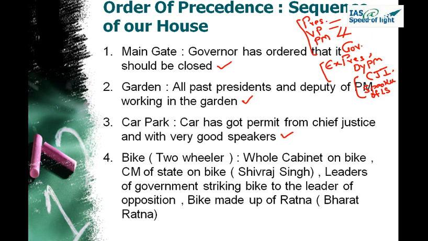Can you see that image in front of you? There's a single bike and so many ministers sitting on the same bike. So you can visualize a cartoon picture in your mind. So, whole cabinet on bike. So, cabinet ministers.